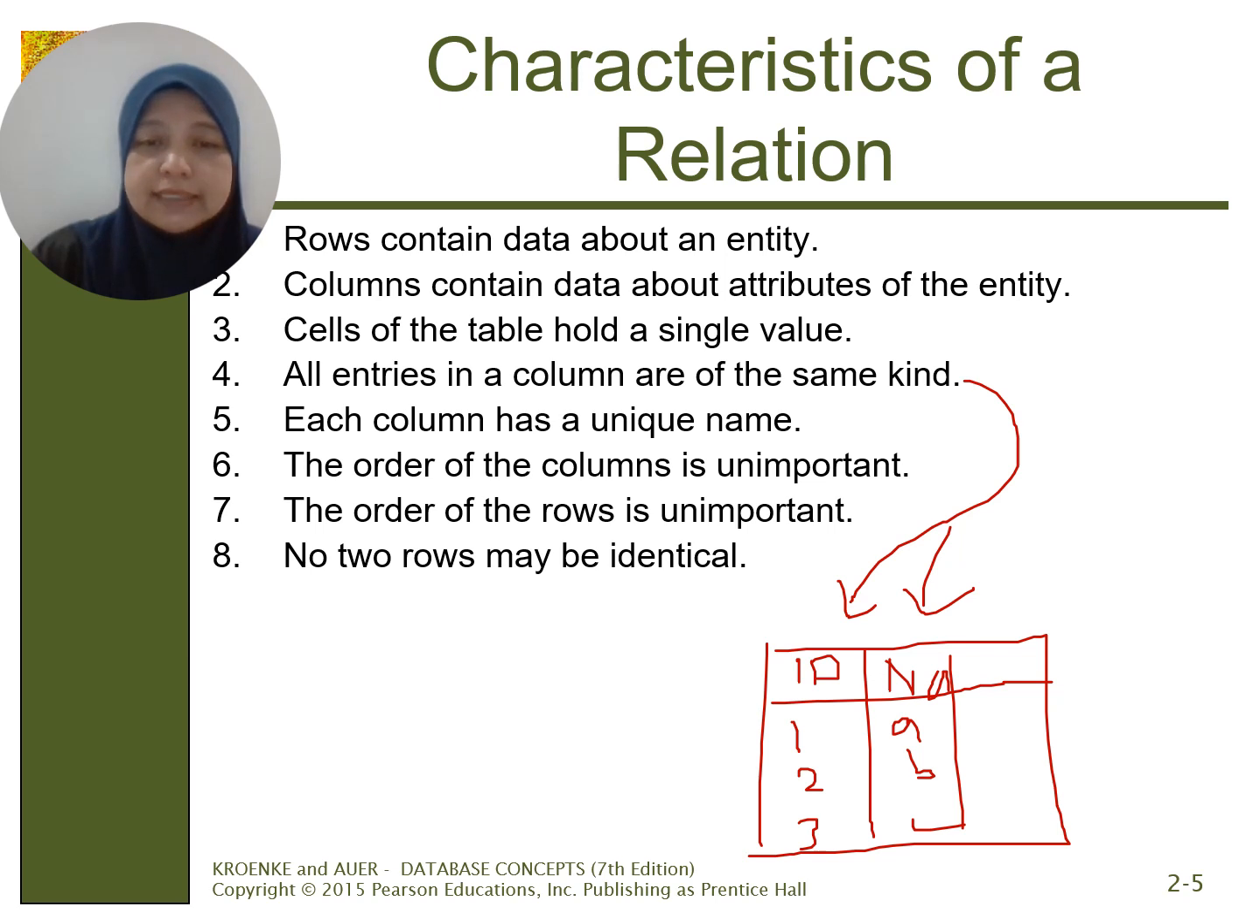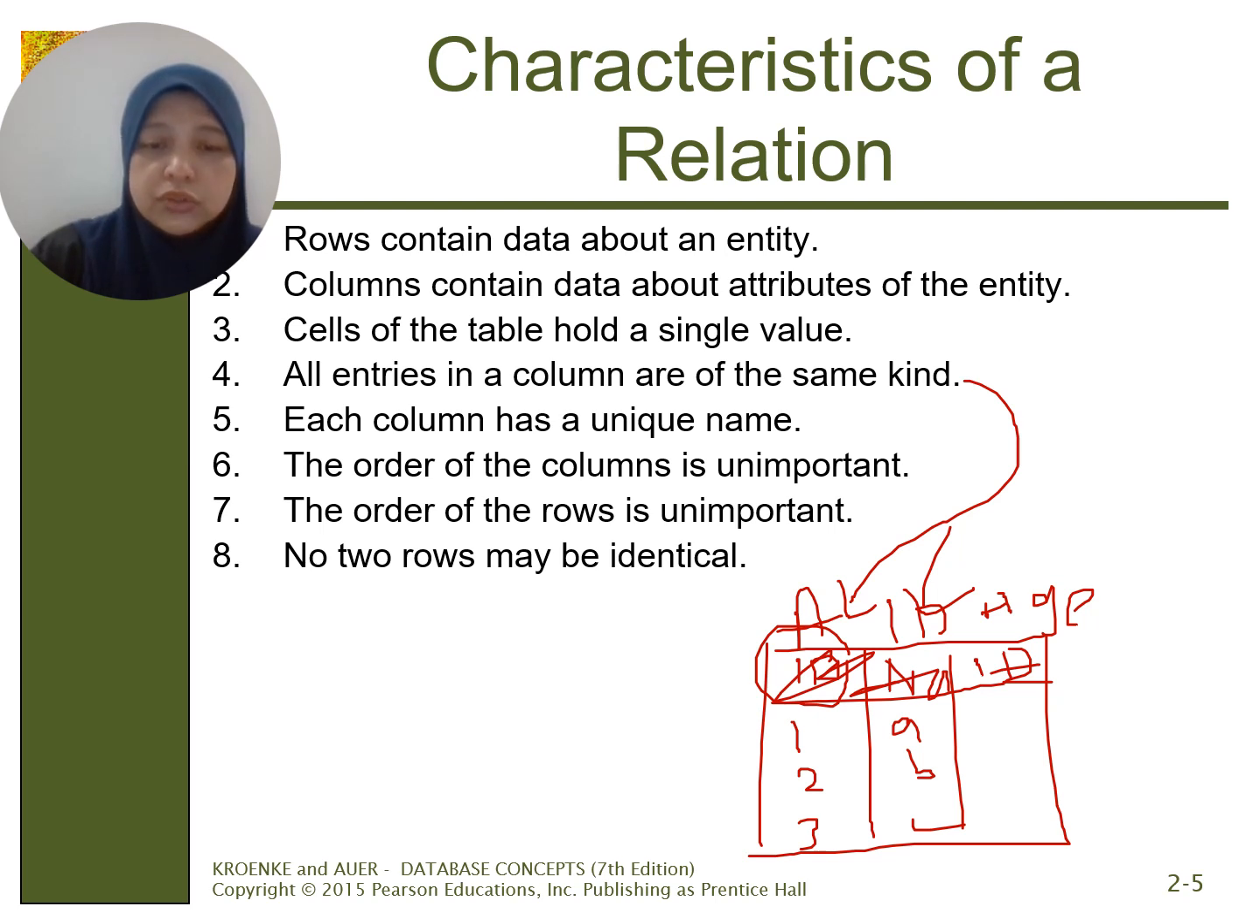Each column has a unique name. When you have this ID, you cannot have another ID on the next column. It has to be unique. The order of the columns is unimportant. So the first column is ID, second column is name, third probably age. The sequence is not important. If you want to put age as the first column, name second, and ID after, you can, because the order of the columns is unimportant.